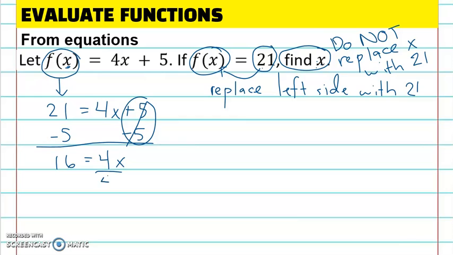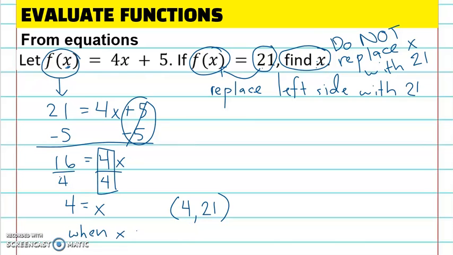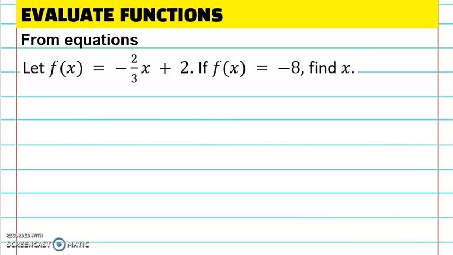But we need positive 1 as our coefficient, so we divide by the coefficient. And so we get 4 equals x. Then our official pairing here is (4, 21), which means when x is 4, y is 21. Catching on? So if it says find x, you're swapping out the f(x). It's giving you y.